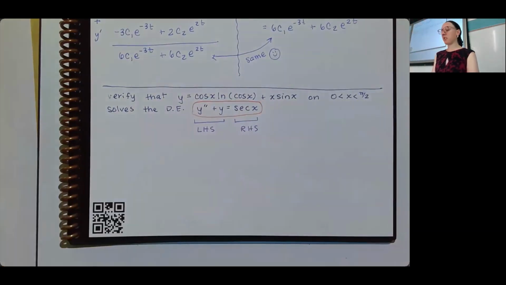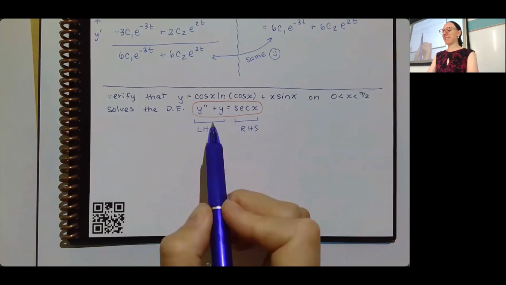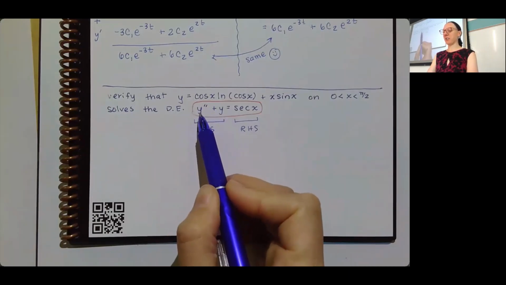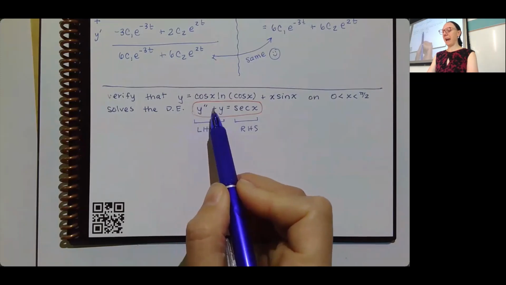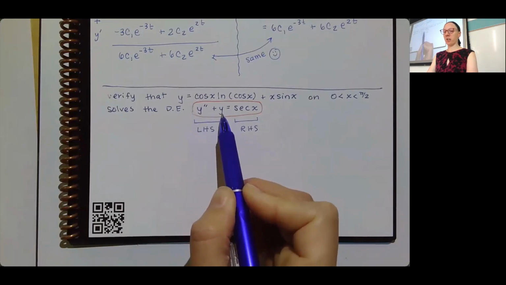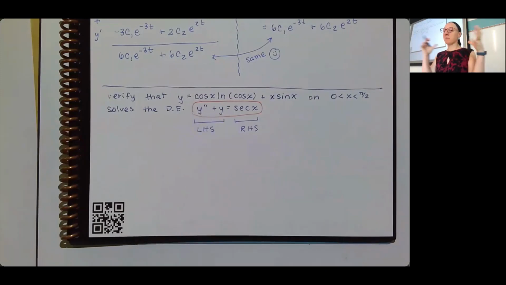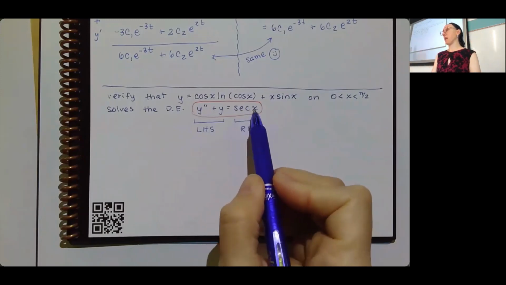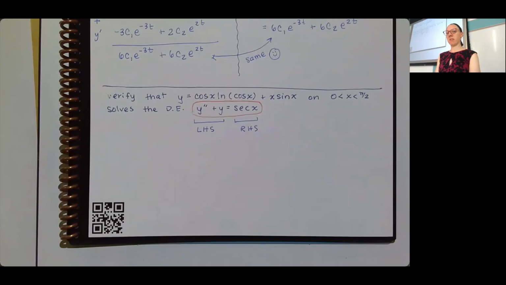Now this time, there's not really anything to do on the right-hand side. The right-hand side is just secant of x. So what we have to show is that if we plug in the second derivative, we add that to the original function, and we clean up as much of the algebra as we can, it's going to, in the end, be equal to secant of x.